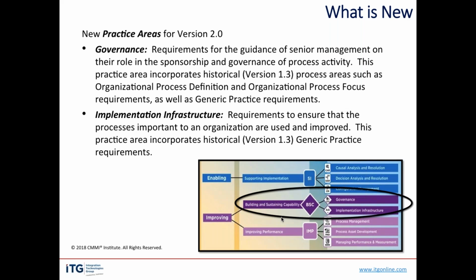With implementation infrastructure, it's how we ensure that the processes we're developing are relevant and important to the organization, how they're used, and how we improve on those areas. These were historically tied to these new requirements. For all intents and purposes, they historically reached back to the generic practices under version 1.3.